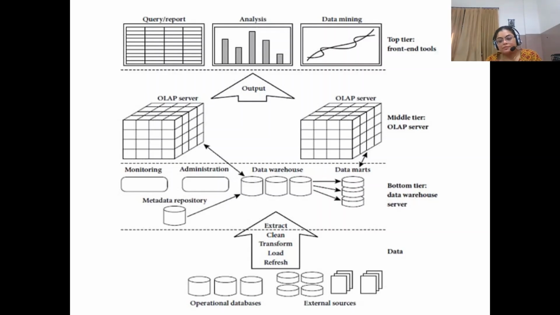बॉटम टेयर हमारा डेटा वेयरहाउस सर्वर है जहाँ पे मॉनिटर किया जा रहा है, एडमिनिस्ट्रेटिव किया जा रहा है, मेटा डेटा रिपोजिटरी को तैयार किया जा रहा है, डेटा मार्ट और डेटा वेयरहाउस है. मिडिल टेयर में ओलैप सर्वर है और टॉप टेयर में फ्रंट एंड टूल्स हैं लाइक डेटा माइनिंग टूल, एनालिसिस टूल, क्वेरी रिपोर्ट टूल. तो ये हमारे लेवल ऑफ मैनेजमेंट होते हैं उस तरीके से ये इसमें काम करते हैं.